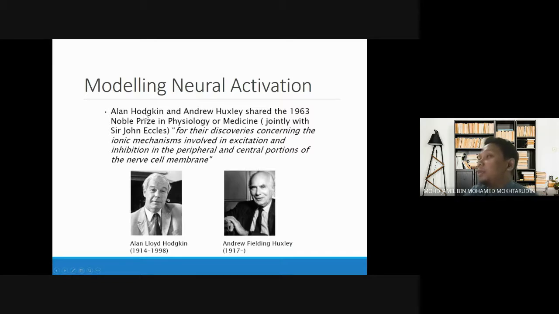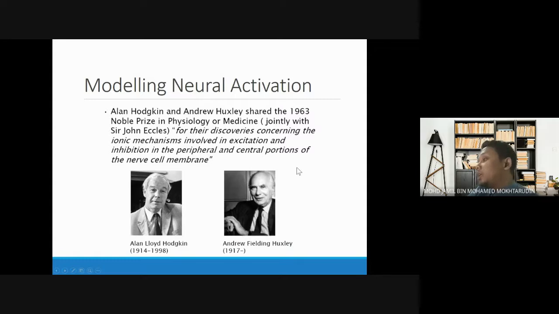Like Pikachu. The neural activation model is proposed by Alan Hodgkin and Andrew Huxley. Their model is very common for neuron activation. They won the Nobel Prize in physiology and medicine for discovering the ionic mechanism involving the excitation of our neuron. So it involves some ions.